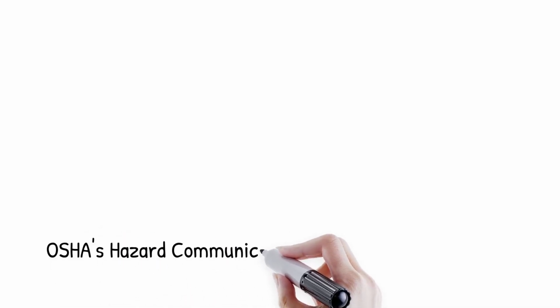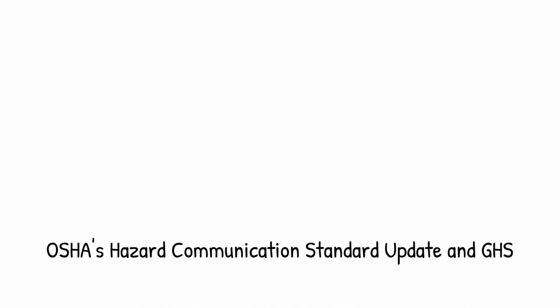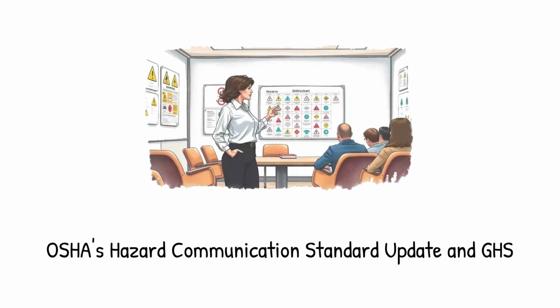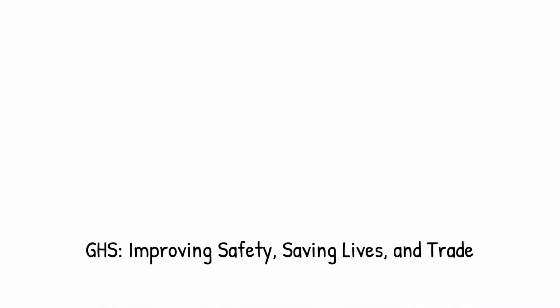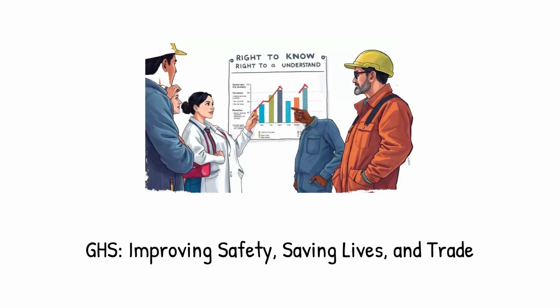Recent changes to OSHA's Hazard Communication Standard aim to synchronize U.S. regulations with the Globally Harmonized System of classification and labeling of chemicals. This update improves safety and health protections for American workers and enhances trade conditions for chemical manufacturers. By building on OSHA's successful standards, the GHS is expected to prevent workplace injuries and illnesses, save lives, and strengthen international trade for companies dealing with chemicals.